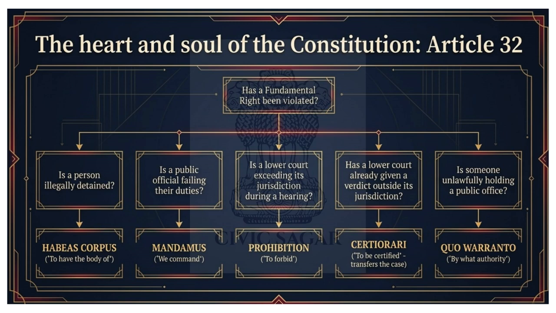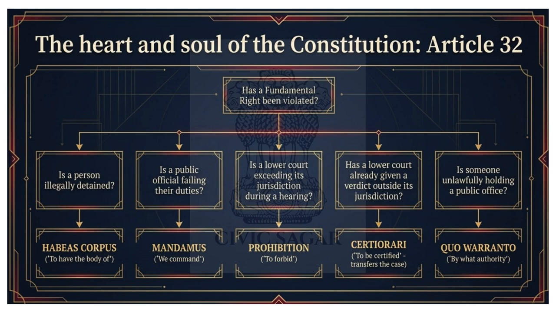First is Habeas Corpus, which means to have the body of. It is issued when a person is illegally detained by the state or a private entity, ordering their immediate release. Second is Mandamus, meaning, we command. This orders a public official to perform a legal duty that they have failed or refused to do.